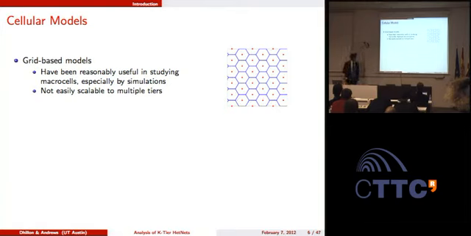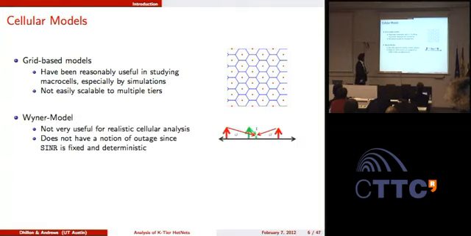It has been reasonably successful in giving insights into macrocells, especially by simulations. But if you think deeply, it is not scalable to multiple tiers. What would you do, make another grid for femtocells? Would you make another grid for picocells? So it is clearly not scalable in its current form.